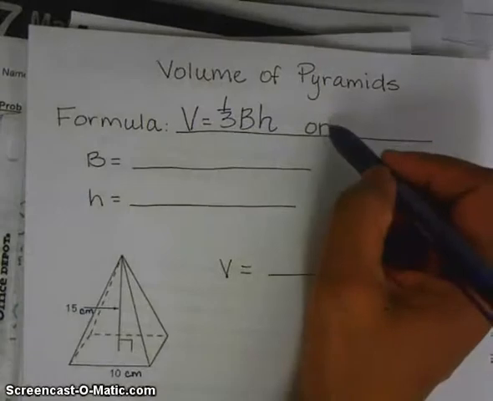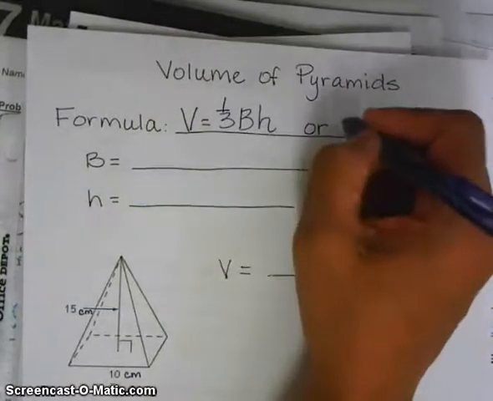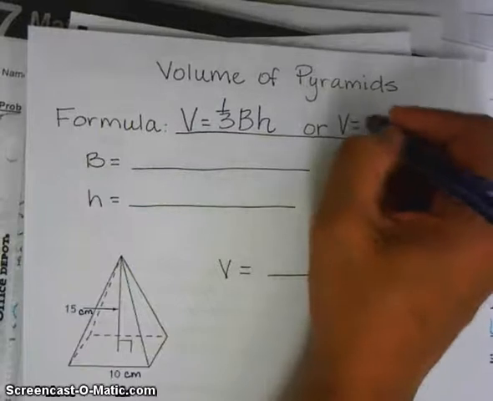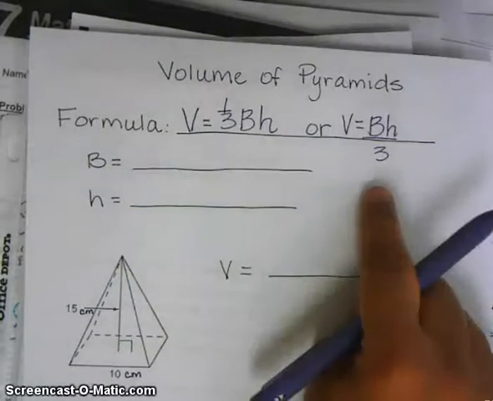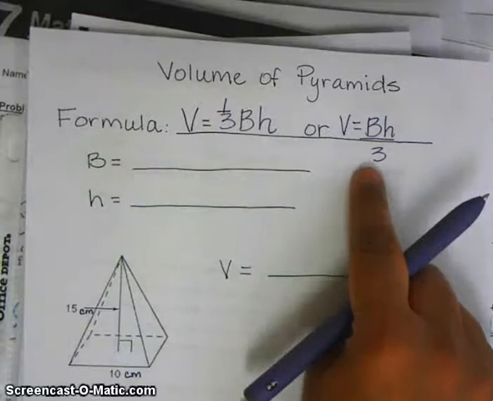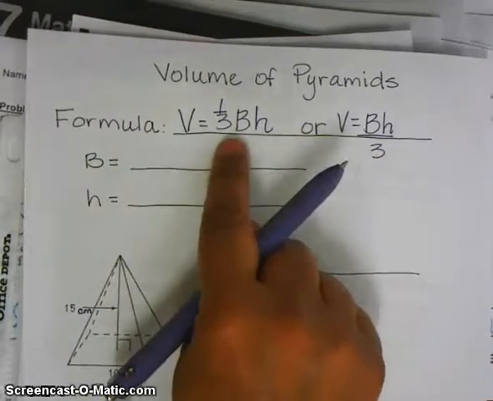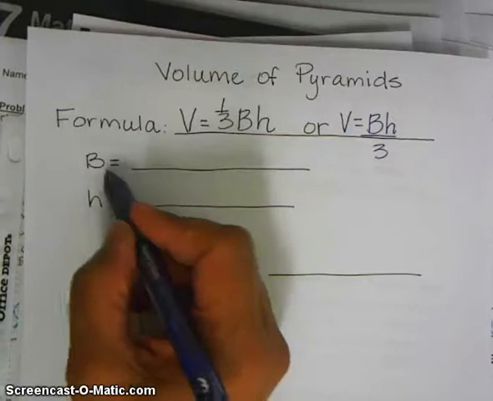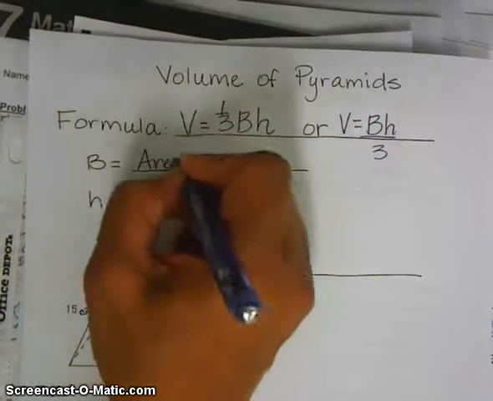I put on here "or" because if I have a fraction 1/3 capital B H, I could also see this formula as capital B H divided by 3. I think that this formula here, capital B H divided by 3, is a little bit easier to use than this one from the formula chart. You should have also written what the capital B means. Our capital B means area of the base.